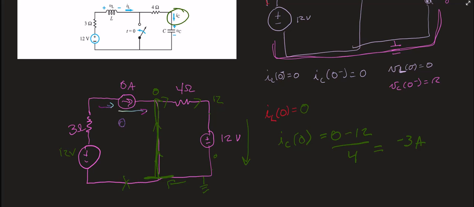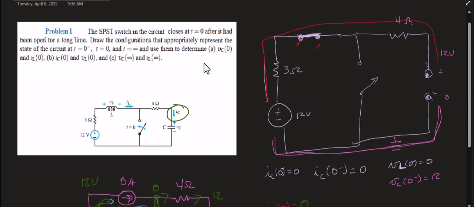So what does that mean? VL of 0 is? Well, it's 12 volts on this side and 0 volts on that side. So VL of 0 is 12. The reason that it's 12 volts on this side of the inductor is right now there's no current, so it's all the same. Right here is all 12 volts. All right, now let's see what else we're supposed to find.